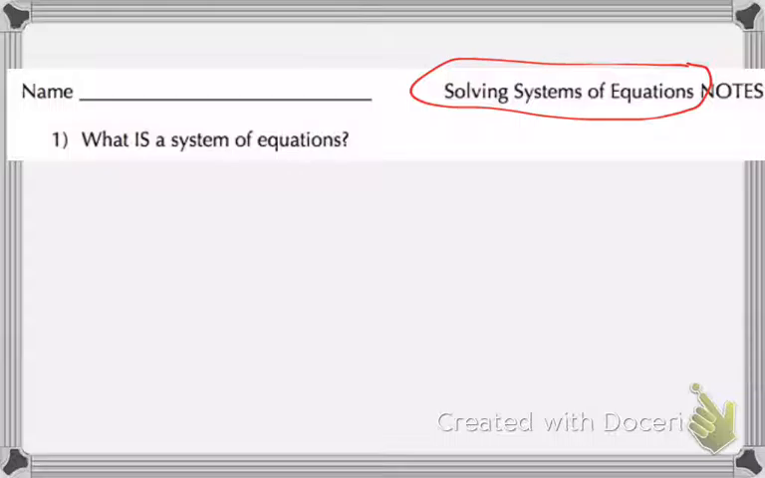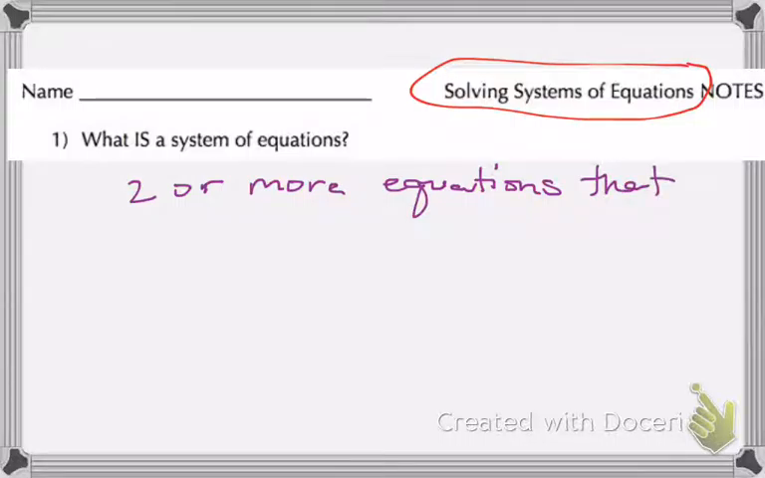A system of equations is two or more equations that are related to each other.